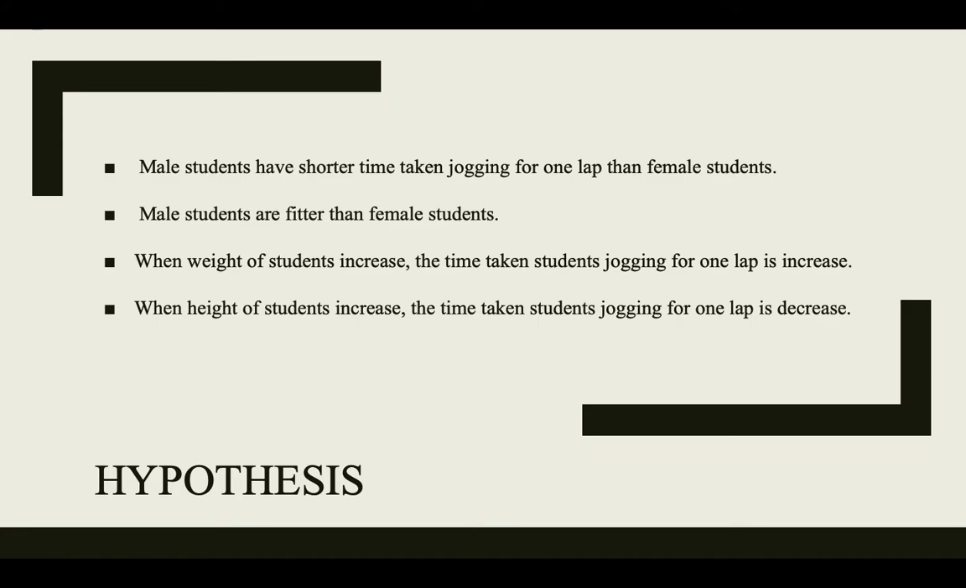For the hypotheses: male students have a shorter time taken jogging one lap than female students, and male students are fitter than female students. When the weight of a student increases, the time taken jogging one lap increases, and when the height of a student increases, the time taken jogging one lap decreases.